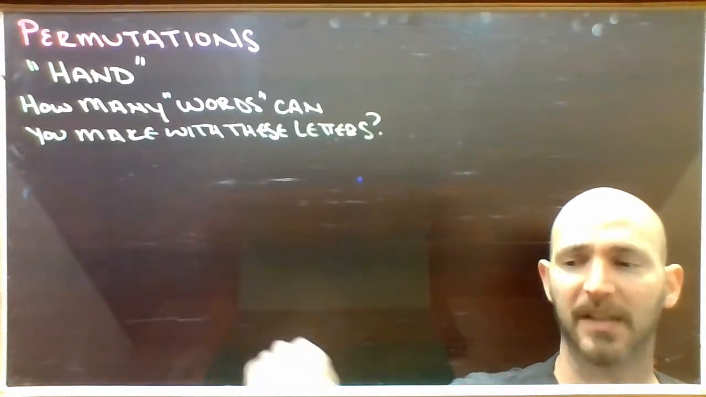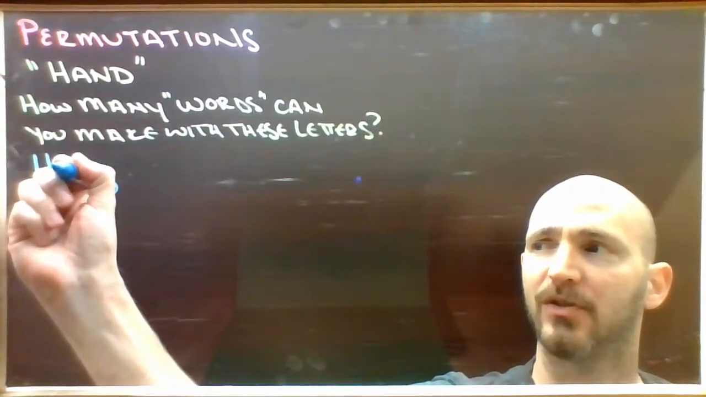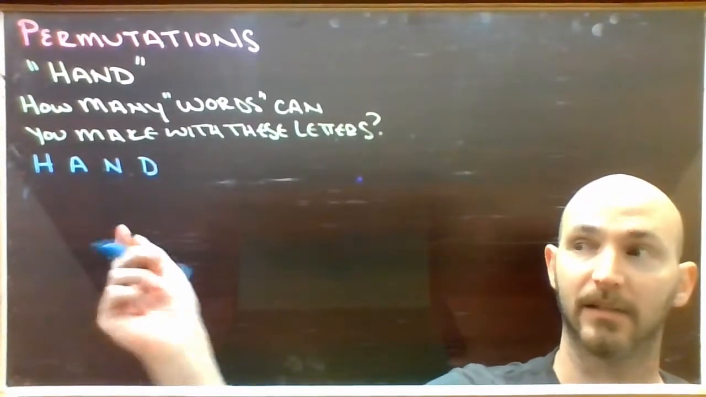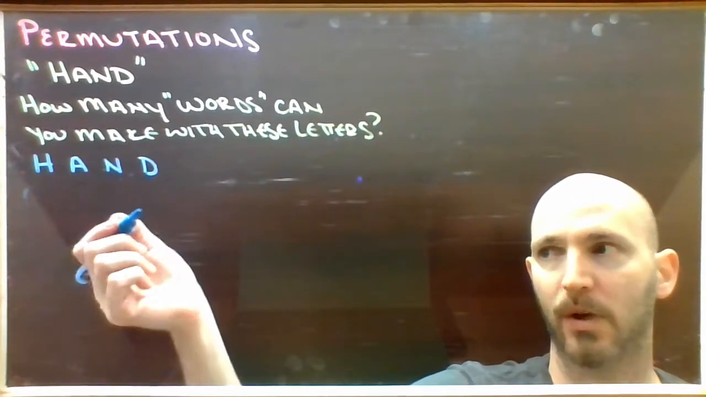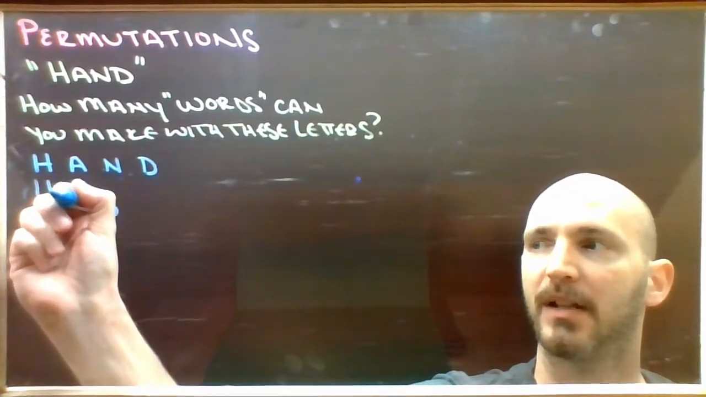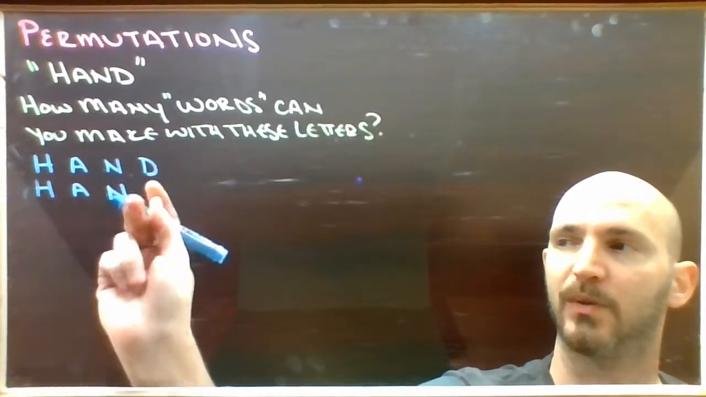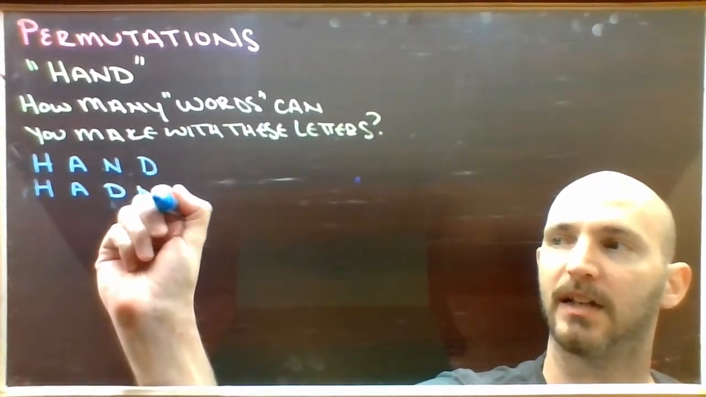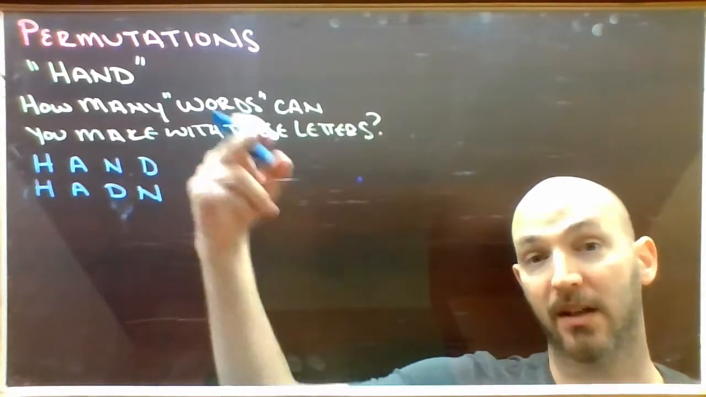So I'm going to start with this list. I could start my word with an H, and then follow it with an A, and then an N, and then a D. Well, that's the obvious one. That's what we started with. Now, to keep this organized so I don't lose any permutations, I'm going to leave the H where it is. I'm going to leave the A where it is. I'm going to switch the D and the N. H-A-D-N. Well, that's not a word, but it counts here as a permutation of the letters.